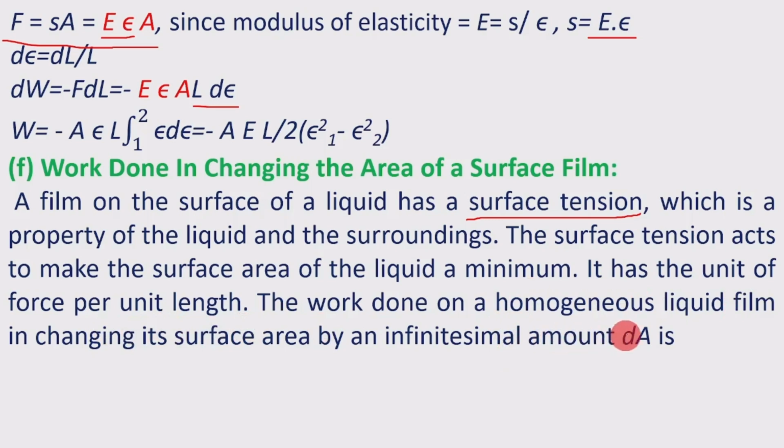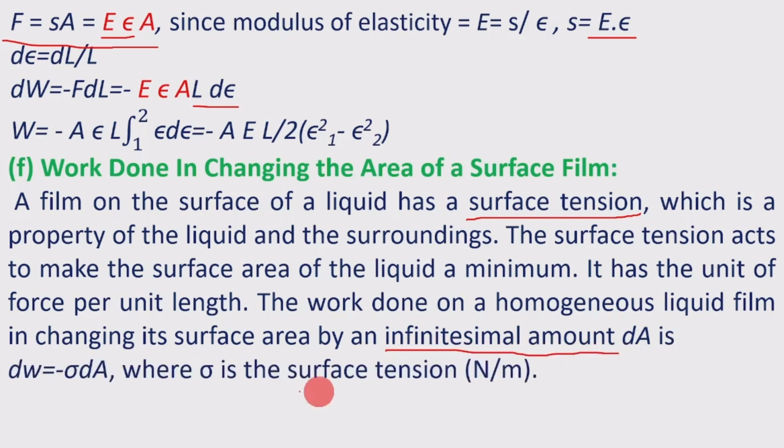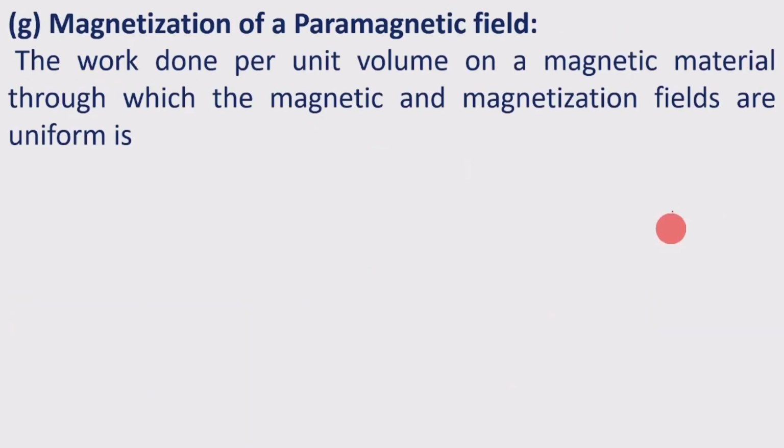The work done on a homogeneous liquid film in changing its surface area by an infinitesimal amount dA is given by a very small amount of work done, that is dW is equal to minus sigma into dA, where sigma is the surface tension, in terms of Newton per meter, and work done is equal to integration from 1 to 2 of minus sigma into dA.